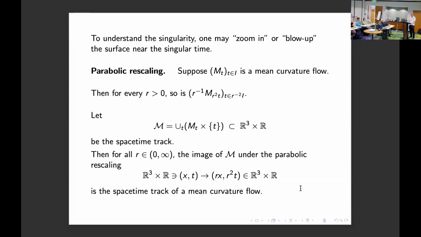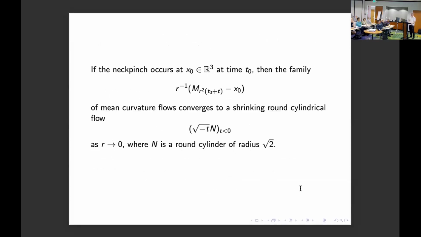Okay. So let's think about how this works in the case of the neck pinch that we were just looking at. Suppose the neck pinch occurs at x0 at time t0. So let's translate things so that x0 becomes the origin and shift time so that t0 becomes 0. After we do that, we start doing the parabolic rescaling, and that leads to this family of mean curvature flows depending upon a choice of r.